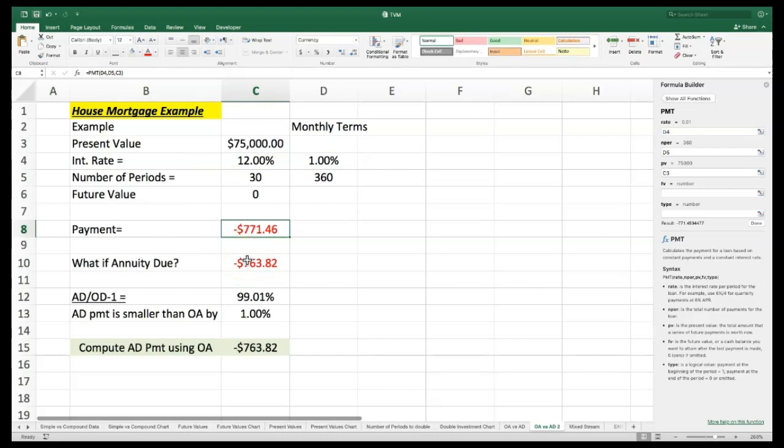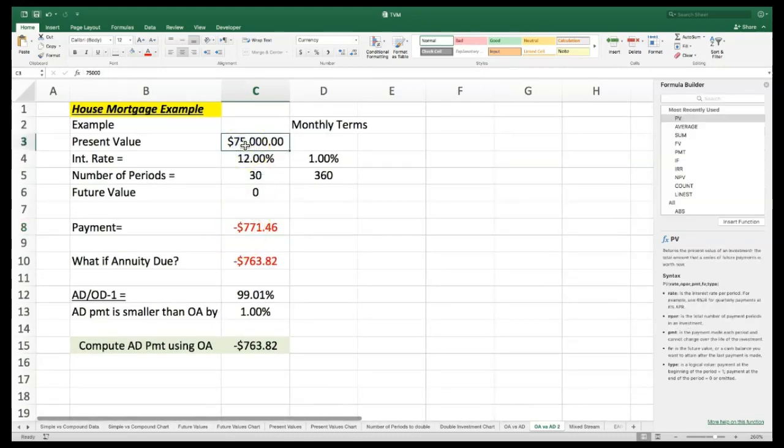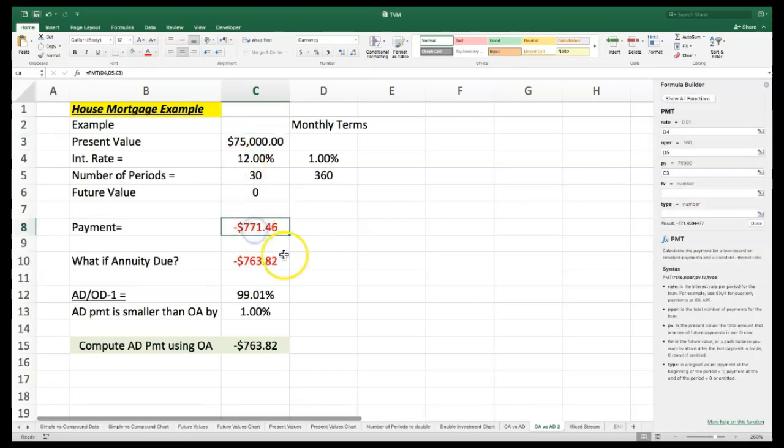And we come up with a payment of $771.46. Now I notice that I didn't correct for the negative sign here. What this means in Excel is you borrowed $75,000, so you had a $75,000 cash inflow, but you're going to have payments which are cash outflows, and that negative sign reflects those payments. So our payment with an ordinary annuity is $771.46.